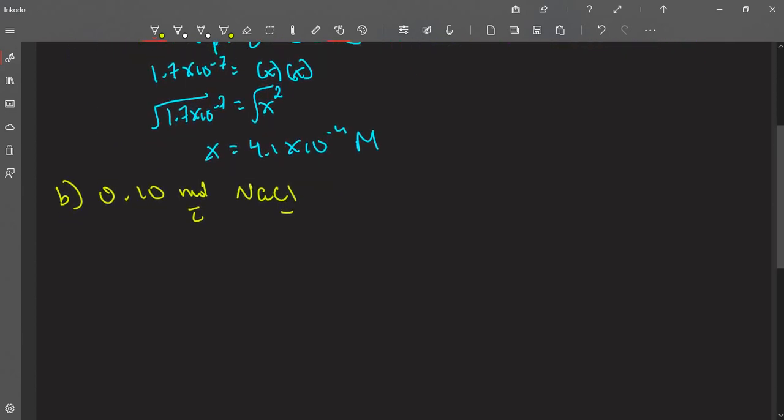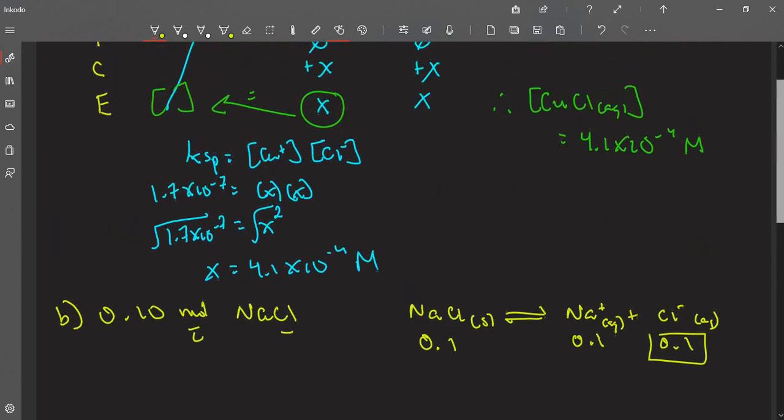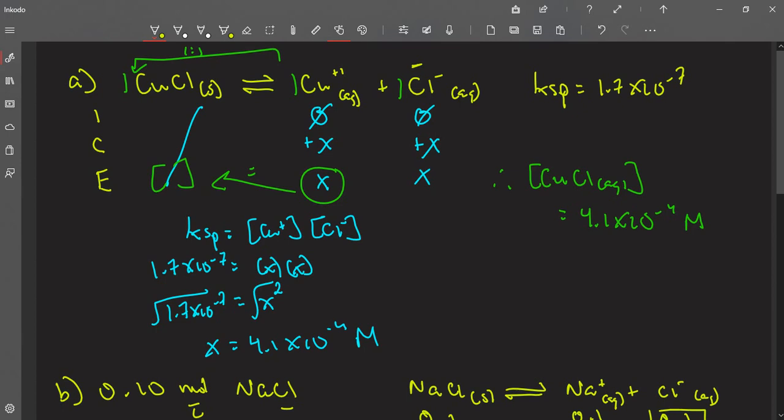Now we know that sodium chloride is going to dissociate in a 1-to-1 ratio, and we're given the concentration of this at 0.1. Fortunately, it's all a 1-to-1 ratio, so we know that we're going to have this concentration of chloride ions. That means in our original ICE table, the value at equilibrium is not just x. It's actually x plus 0.1.